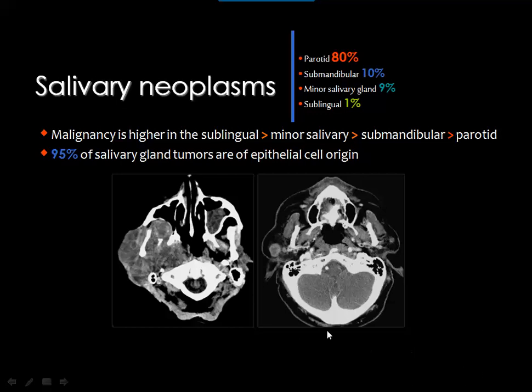This is just an example to show the difference between a benign lesion, like this soft tissue nodule within the superficial lobe of the right parotid gland, and the malignant lesion, which is an infiltrative pathology with destructive characters and invasion of the surrounding structures.